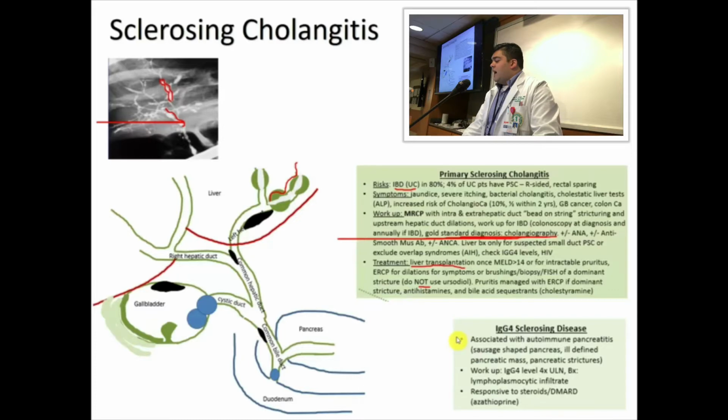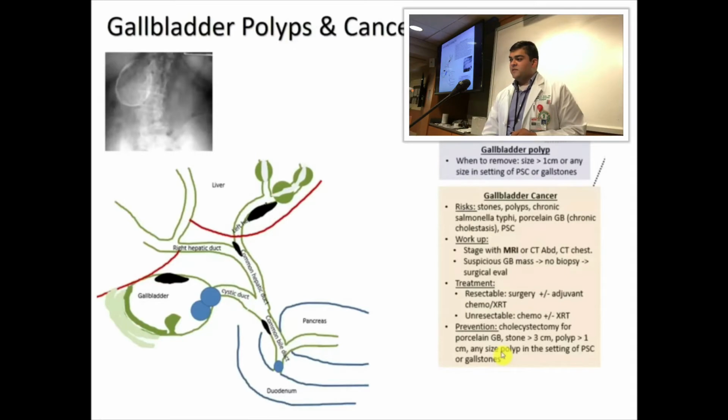When you do a biopsy of these patients, it's going to look like lymphoplasmacytic infiltrate. And the patients who do have this IgG4, the pancreas will look like a sausage-shaped pancreas. They may have a pancreatic mass, and they'll have some pancreatic strictures in there as well. It is responsive to steroids and DMARDs such as azathioprine.